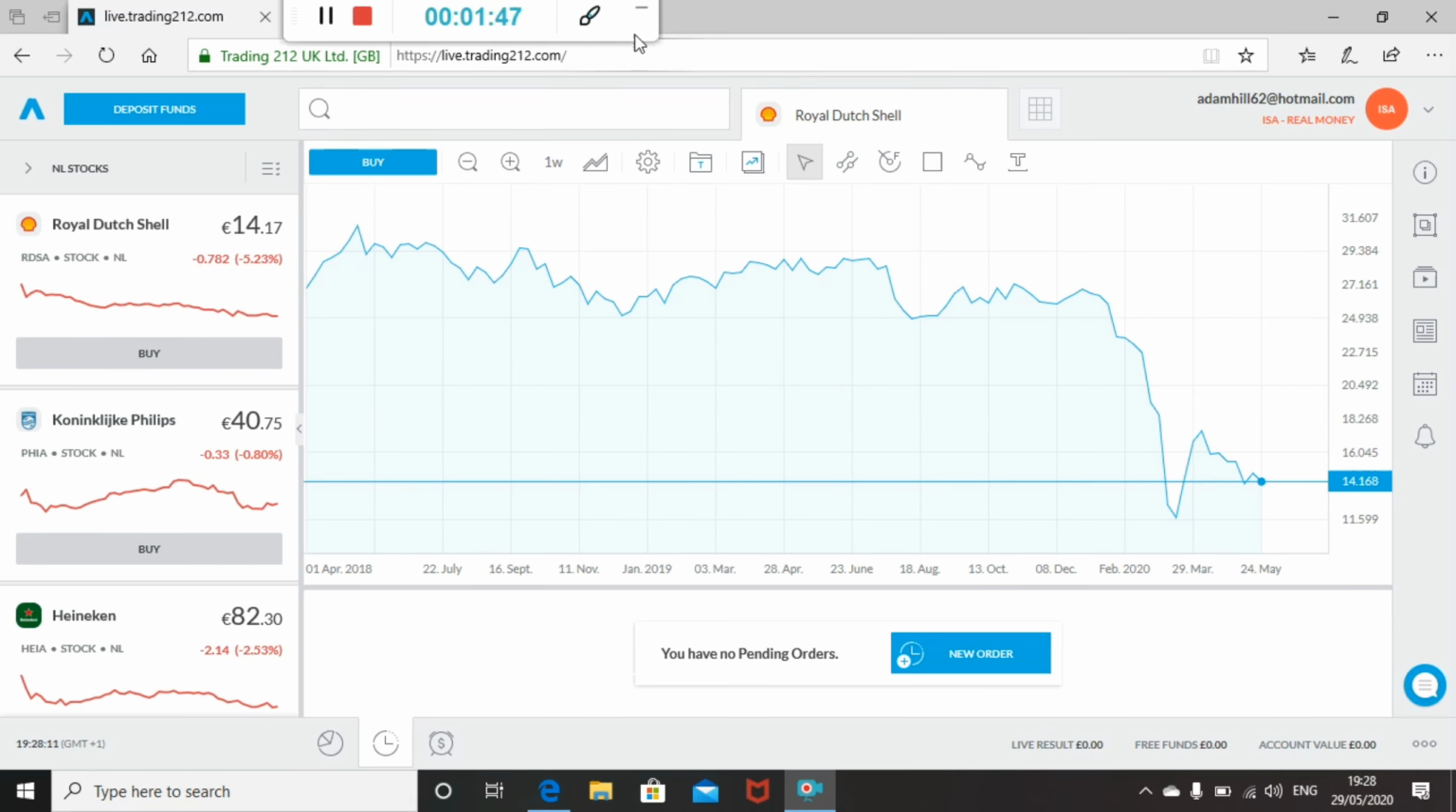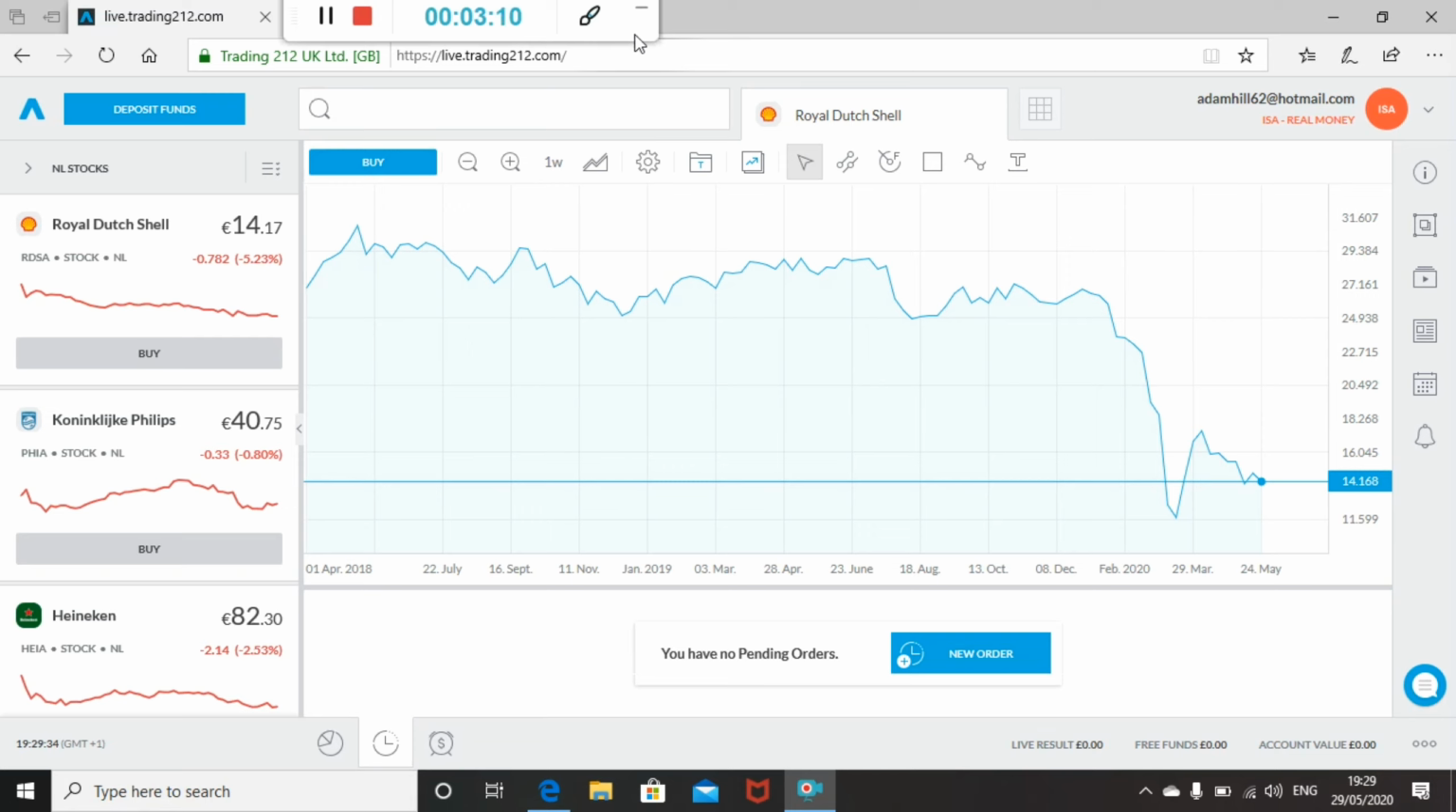Now, Trading 212 is what you would consider a free stock trading platform. They don't charge a commission for executing buy or sell orders for their users. It's currently available for users in the UK and throughout Europe, with somewhere in the region of 14 million downloads. It's a very well established platform.